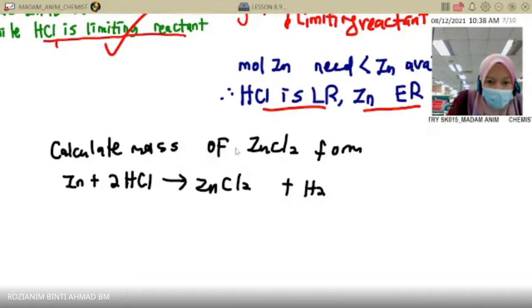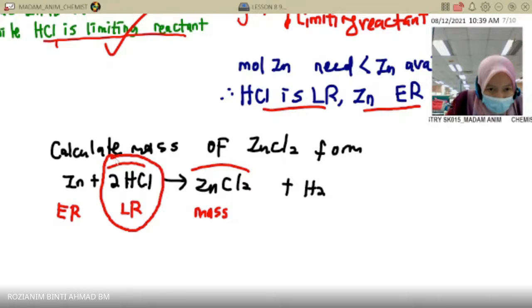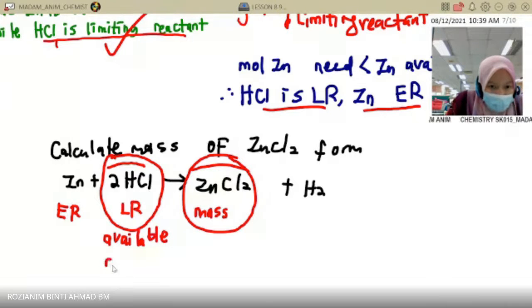Okay. Soalan tu minta yang ini. Dia minta mass. Okay. Daripada clarification tadi, kita boleh tulis zinc adalah excess reactant, hydrochloric acid adalah limiting reactant. So nak dapatkan mass, kita hanya compare limiting reactant sahaja. So ambil maklumat limiting reactant, compare dengan produk yang dia nak. Tetapi mesti menggunakan available mole. Tak boleh ambil mole needed. Mole needed tu hanya tentukan siapa limiting, siapa excess sahaja.